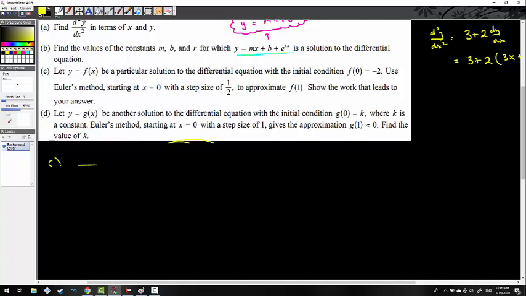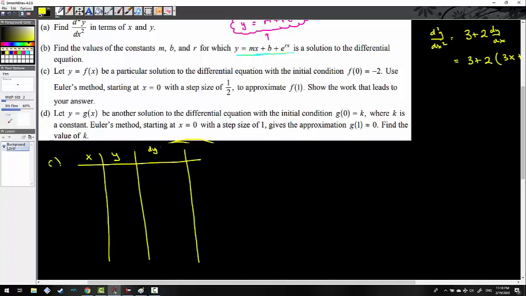We haven't done this in a long time, but I'm going to go ahead and make our good old buddy, the table for Euler's method. Now, if you don't remember what goes into the table, don't worry. It's okay. We will figure it out. I know that x is going to go here, y will go here, dy over dx is going to go here, and we know that new y will go here.